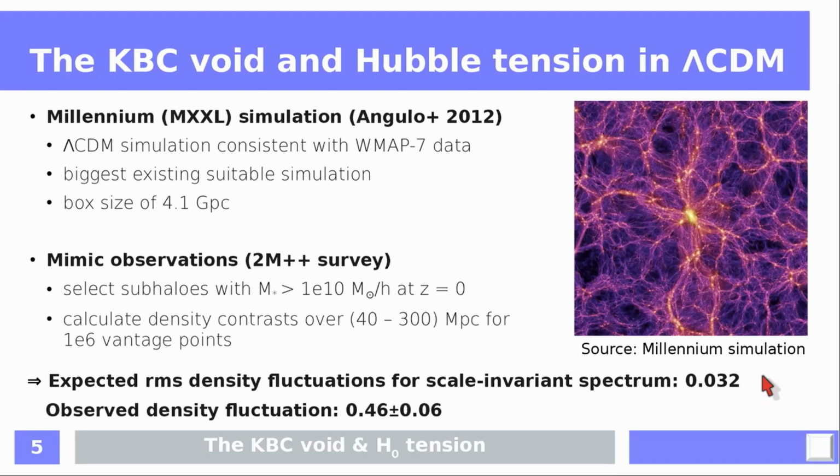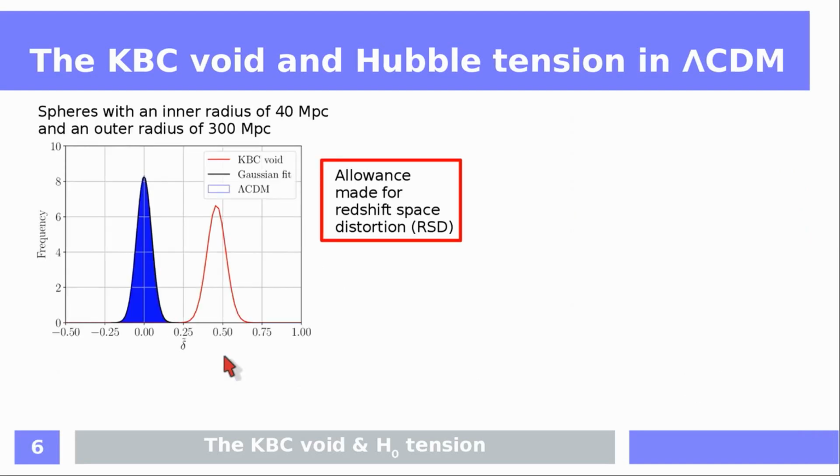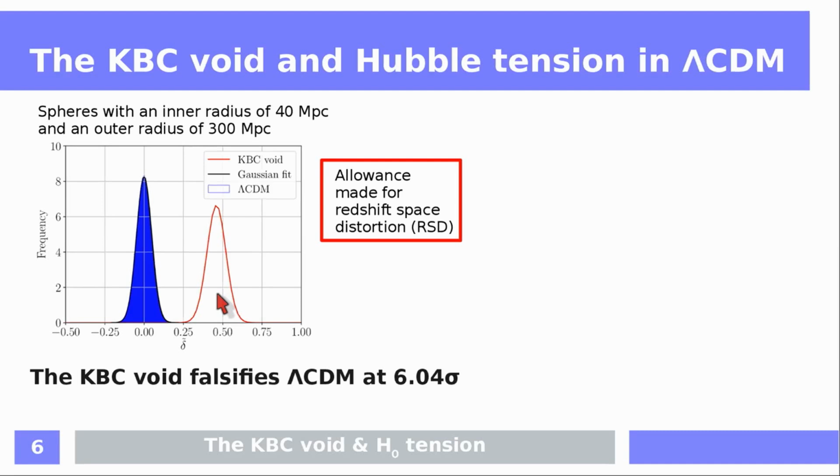The observed underdensity is 46%, plus minus 6. So this is obviously much larger. So here, we plotted in blue the underdensity, just a histogram of that. And there's an allowance for the redshift space distortion effect of the underdensity affecting the velocity field. The red line is just the 46 plus minus 6% figure that's been reported by observers. So you can see there's a very serious mismatch here. The KBC void, therefore, falsifies ΛCDM at 6.04 sigma.